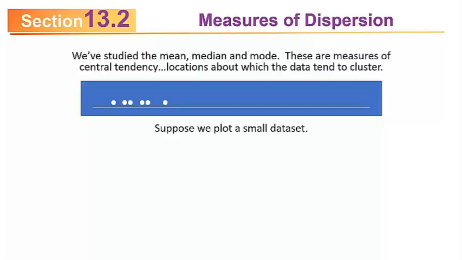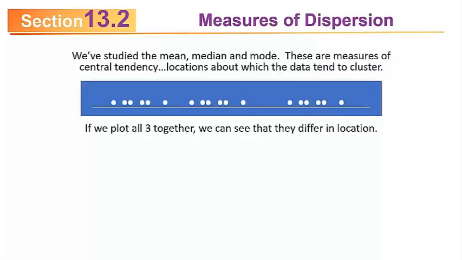For example, suppose we plot a small data set. Say it looks like that. And then a second one. It looks the same, but it's in a different location. And yet a third one. If you plot them all together, you can see that the data sets basically look the same. They've just been shifted.